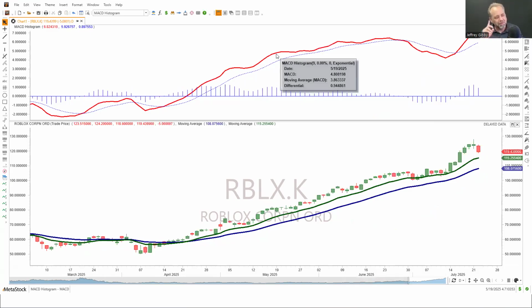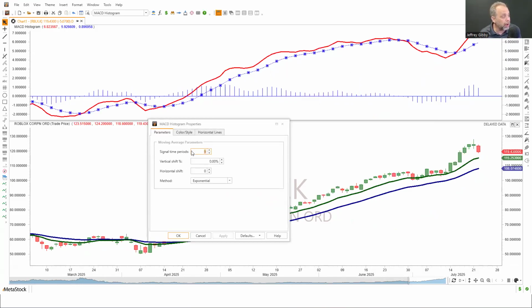Now, there's a couple more lines. I'm going to talk a little bit about how they're used. This dotted blue line, which I'm going to make a little bit bigger right here, is called a signal line. Gerald Appel called it a signal line because it's a signal that you could buy. When the MACD crosses up above its signal line, it's going to give you a buy signal. When it crosses down below its signal line, it's going to give you a sell signal. The MACD signal line is simply a 9-period exponential moving average of the MACD.